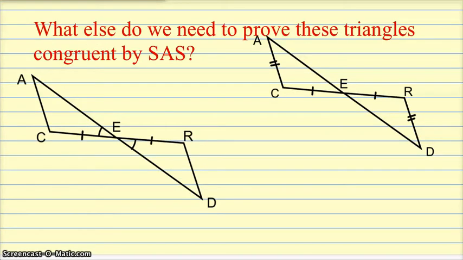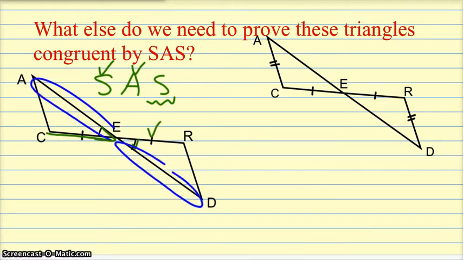Here's 2 triangles. What would we need for these to be proven by side, angle, side? We'd need a side, an included angle, and a side. Here is a side, check. Here's an angle, check. So I need the third side. Side, angle, side, I would need this side.